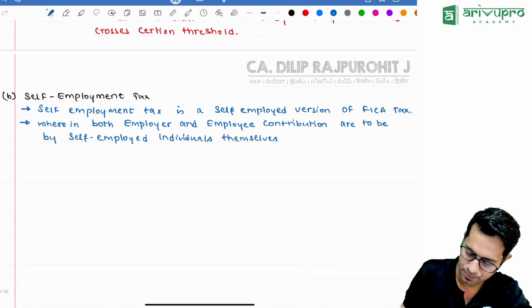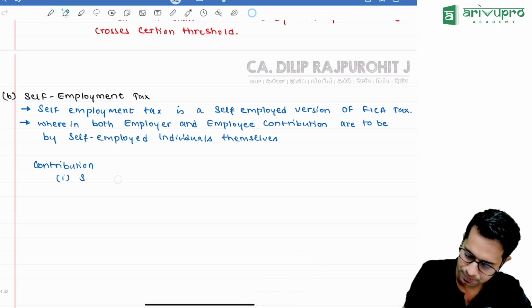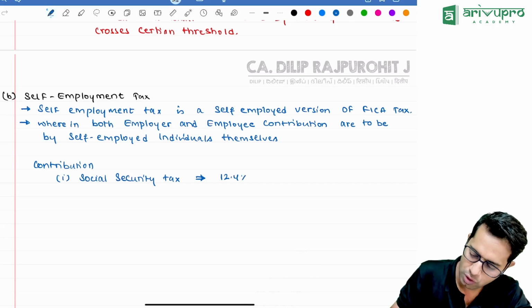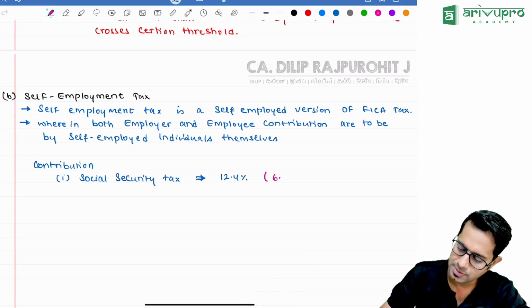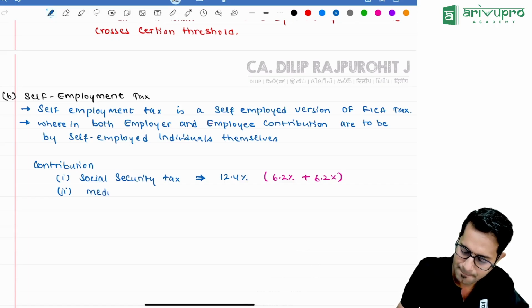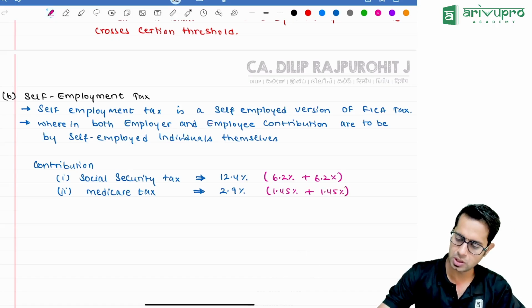So how much is the contribution, sir? For social security, how much will you contribute? You have to pay social security tax of 12.4%, which is nothing but 6.2% plus 6.2%, the employee's contribution and the employer's contribution. Then you'll have to pay what, sir? Medicare tax. How much Medicare tax you have to pay? You will have to pay a Medicare tax of 2.9%, which is 1.45% plus 1.45%. So in total you have to pay how much?